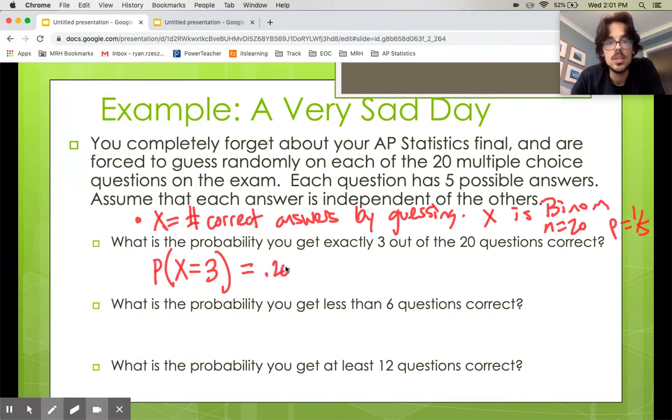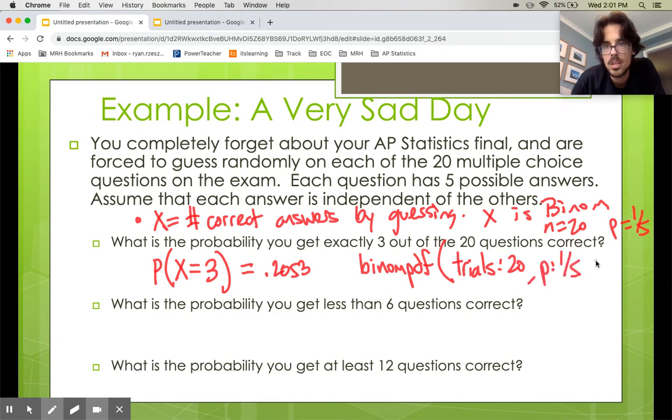But when you do these, just like with normal CDF, you have to show your work. We did a binom PDF. First thing it asked us for were trials. We did 20 trials. We had a probability of success of a fifth, and we had an x value of 3. You have to write out your little command. You have to label each part just like you would do on a normal problem.